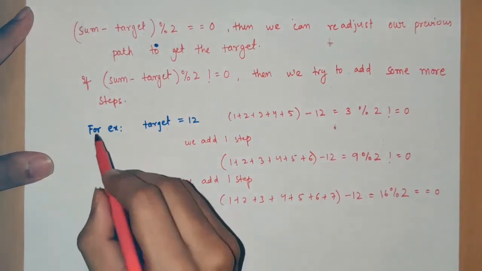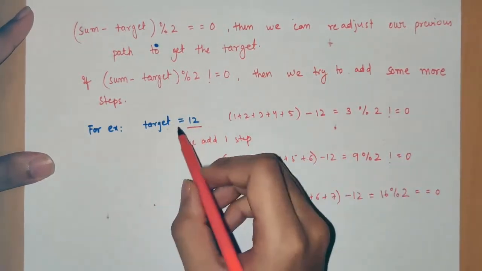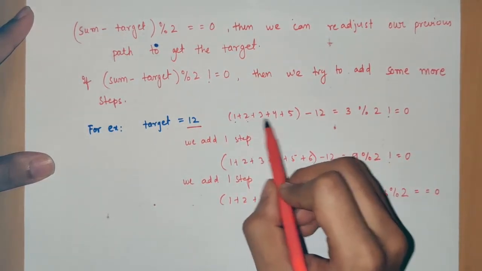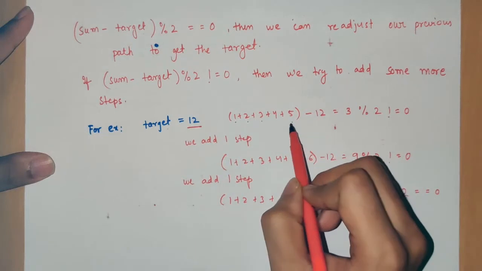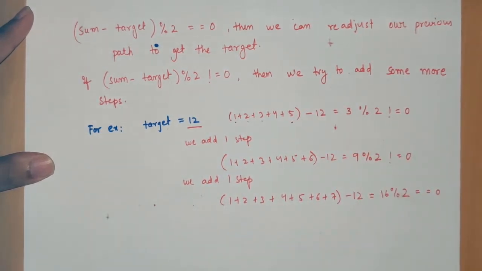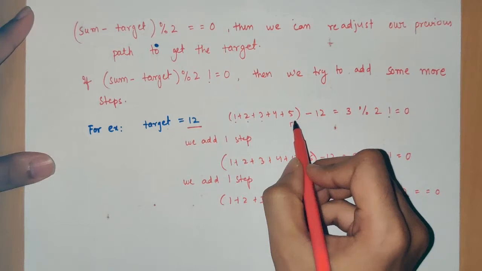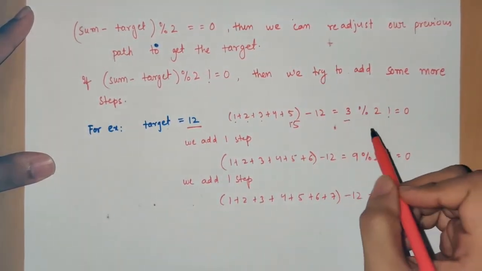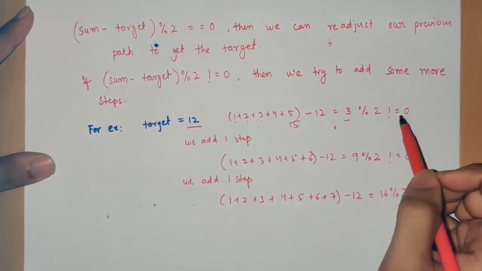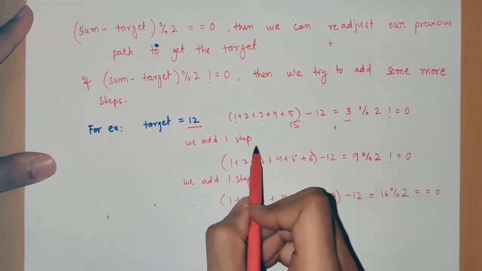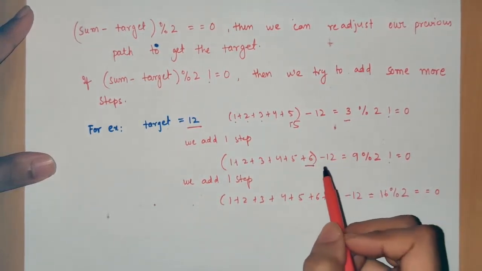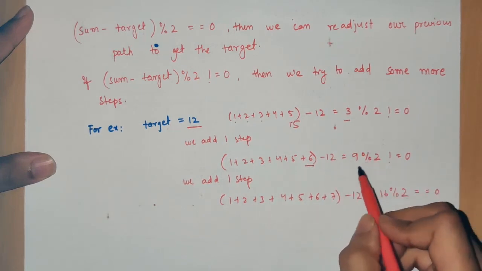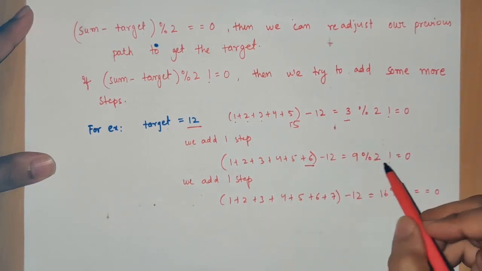So let us understand this with this example, that is target is equal to 12. So at the first step we took 1, second move we took 2 steps, third move we took 3, until 5. So till the fifth step we were able to get 15 as a value. But since 15 is greater than 12, sum minus target is equal to 3, and we can see that it's not an even number. So what we do is we add one step. So we added 6 over here. So 15 plus 6 is 21 basically. 21 minus 12 is again an odd number, that is 9. 9 mod 2 is not equal to 0.